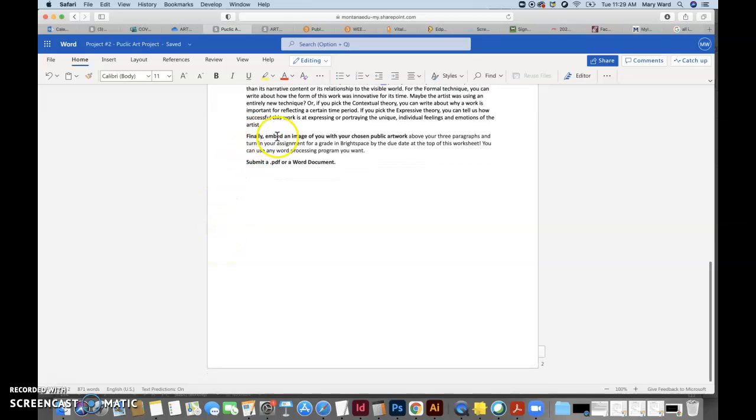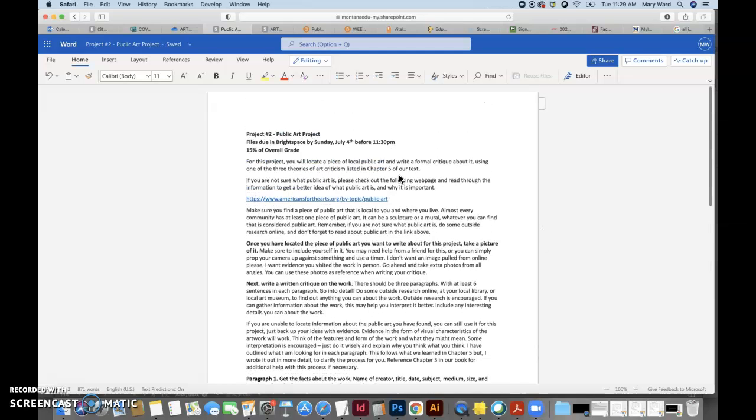And then don't forget to embed the image of your chosen artwork with you in front of it or next to it to kind of prove that you were there. So put that above the 3 paragraphs. And then just save it out as a PDF or just give me a Word document for grade in Brightspace by the due date, which is July 4th.